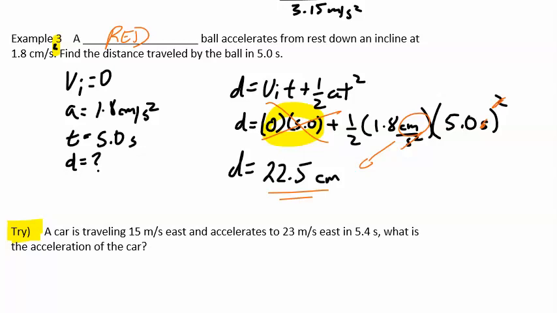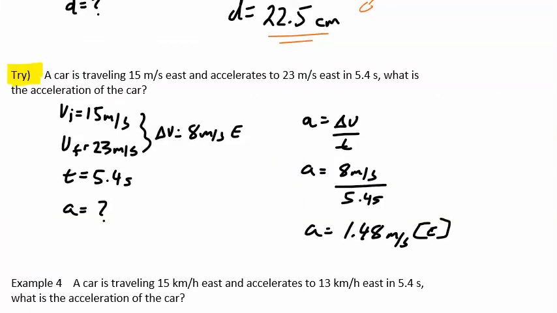Pause the video, try this, and then once you think you've got it, unpause the video, see if you got the answer. Okay, so you should have seen that the change in velocity overall is 8 meters per second east over a time of 5.4 seconds. Using that first formula that we've gone through, you would have wound up with 1.48 meters per second east, or to 2 sig digs, 1.5 meters per second, and again, it's traveling east.